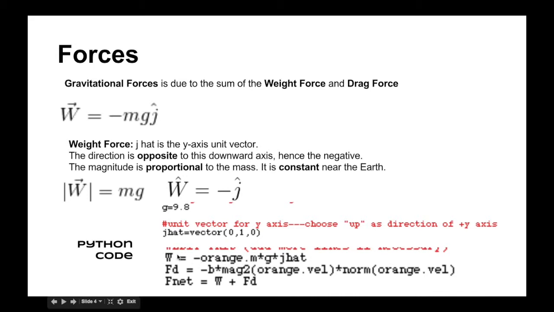We're taking all of our net forces to be the weight plus the drag force, which we'll talk about in a little bit, and the weight force, which is indicated by this variable W, will be the mass of the orange times the gravitation, so this is our magnitude, and then our direction will be the j hat, which we indicate by declaring this vector.